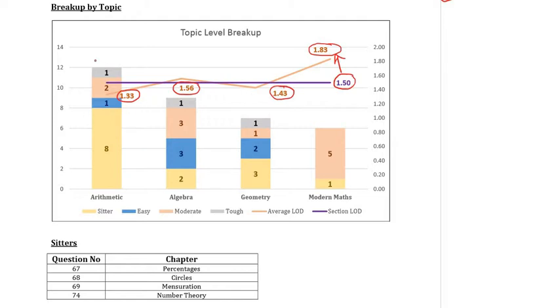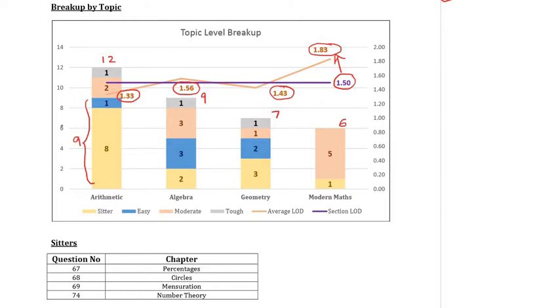Starting with arithmetic, firstly, observe that there were 12 questions in arithmetic, followed by 9 in algebra, so 21 so far, followed by another 7 in geometry, that's 28, and then 6 in modern math, that's 34. So again, the overall weightage to arithmetic was more, like we've seen in 2017. Now, within this, observe, there were 9 questions which could be classified as easy or sitters.